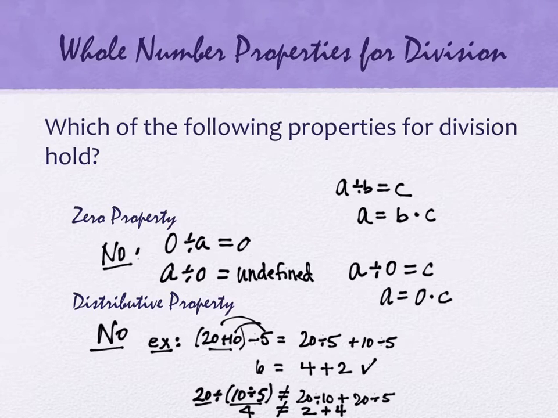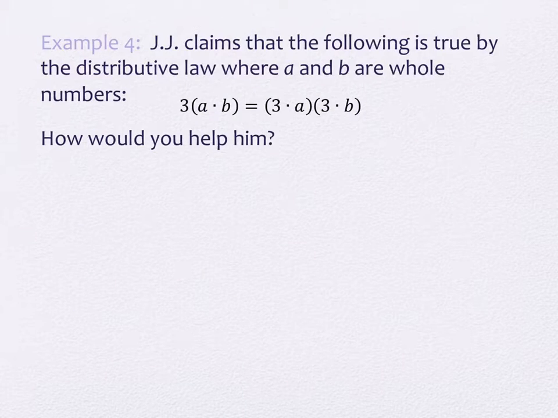All right, one last example for today. It's a real quick one. This is one of those student work kind of examples, and what do you say as a teacher kind of deal. JJ claims that the following is true because of the distributive law, where A and B are whole numbers: 3 times AB is equal to 3A times 3B. How would you help him?